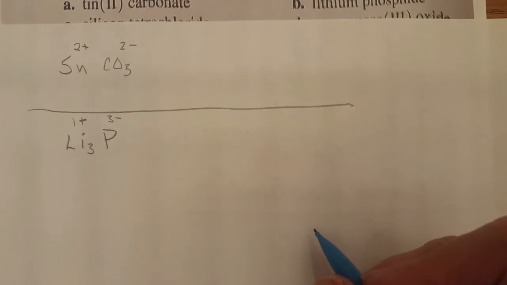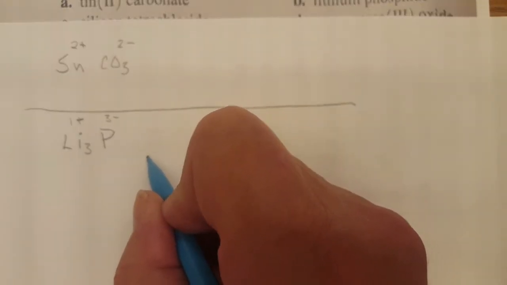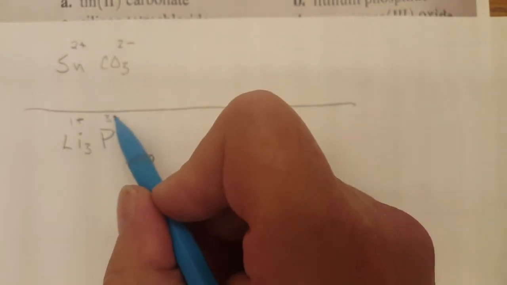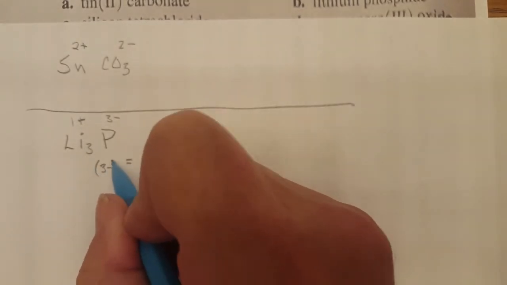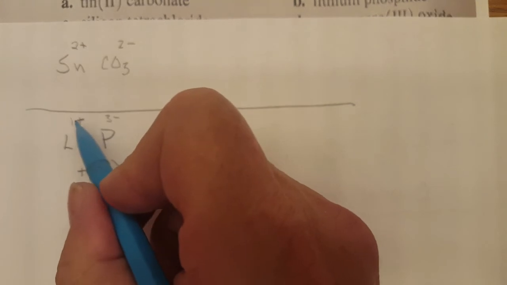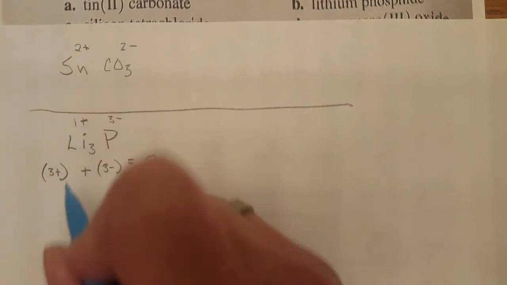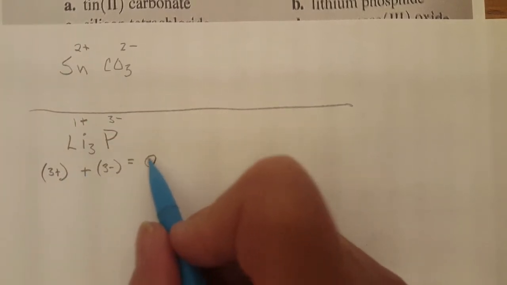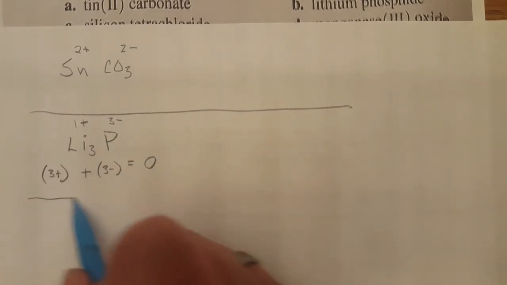Let's validate this by doing our charge balance. See if our charge balance works out. 3 minus times 1 phosphorus is 3 minus, a total charge of 3 minus. Lithium is 1 plus times 3, that's a total charge of 3 plus. 3 plus plus 3 minus equals 0, so that's a charge balance, so this works out just fine.